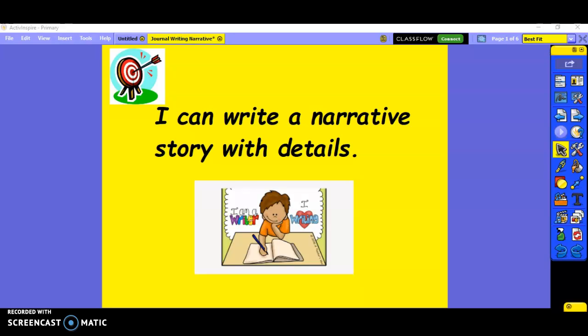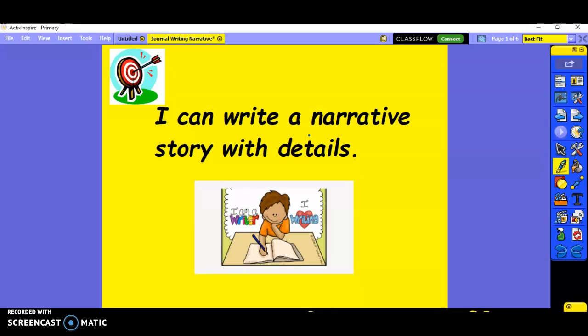All right, we are back for writing this week. Last week we started writing narratives. That's right. Last week you started writing your very own stories. So we're going to continue writing narrative stories, and these stories are going to be about real things that happen in your life. Our learning target is: I can write a narrative story with details.